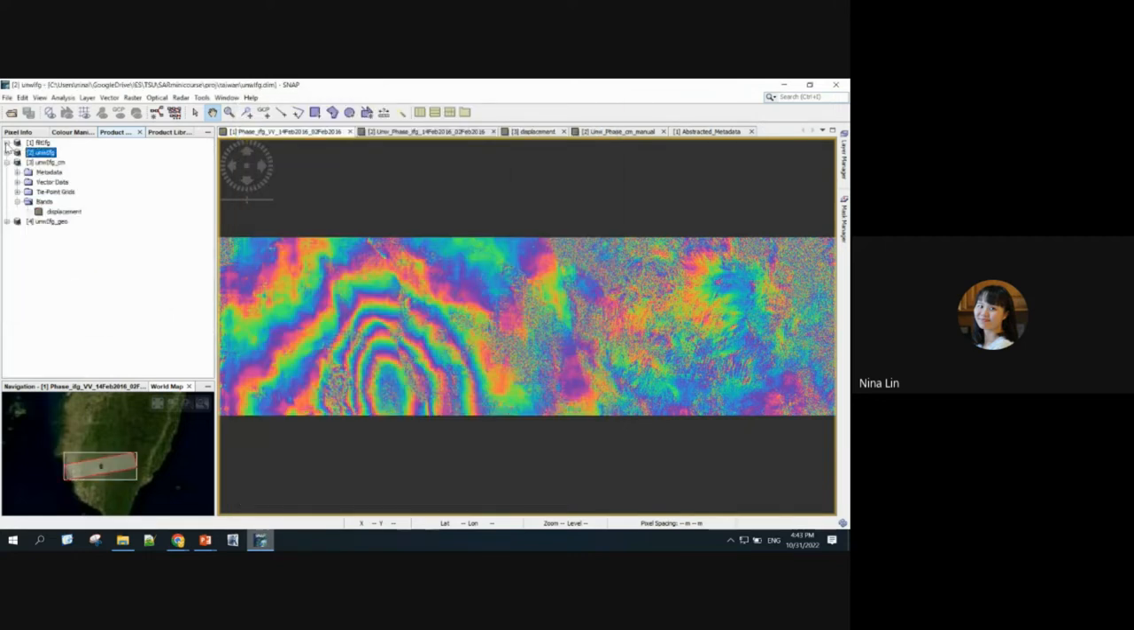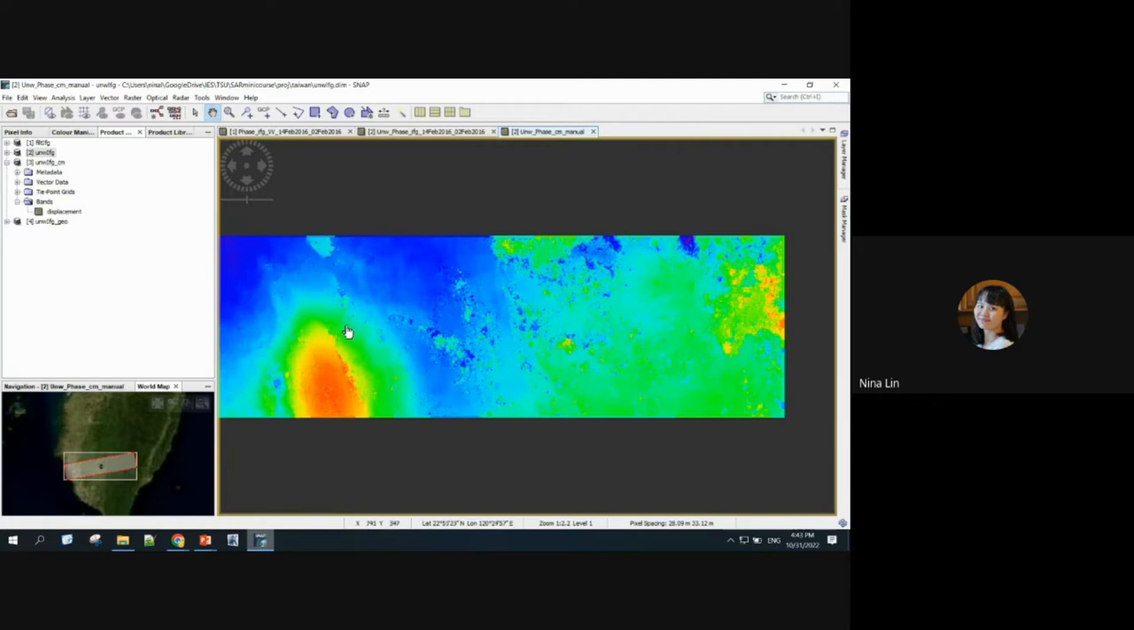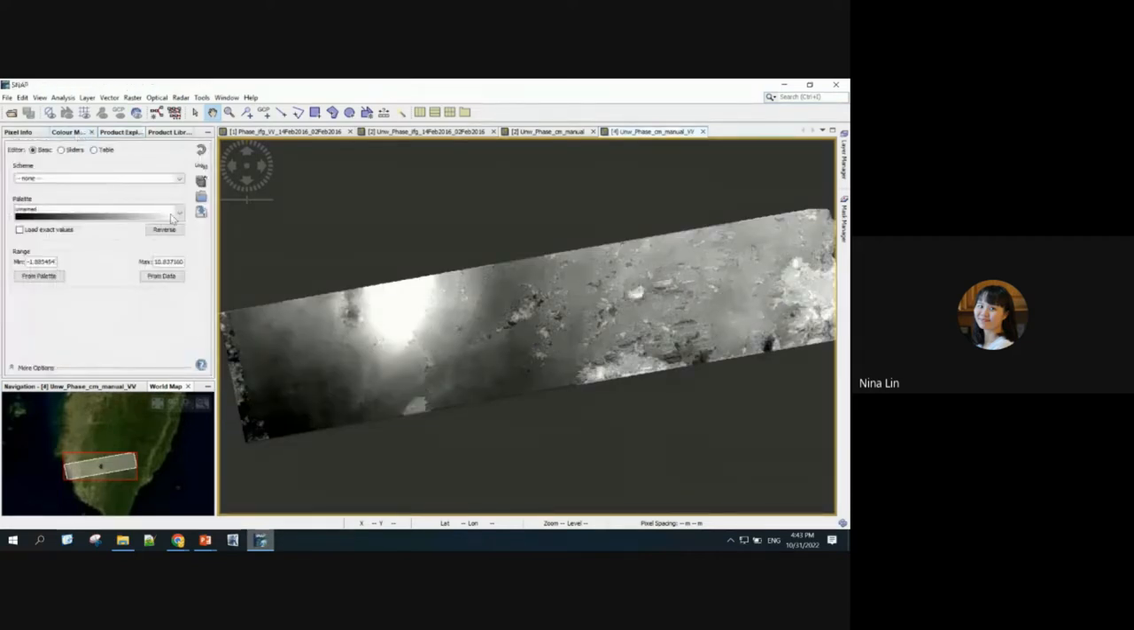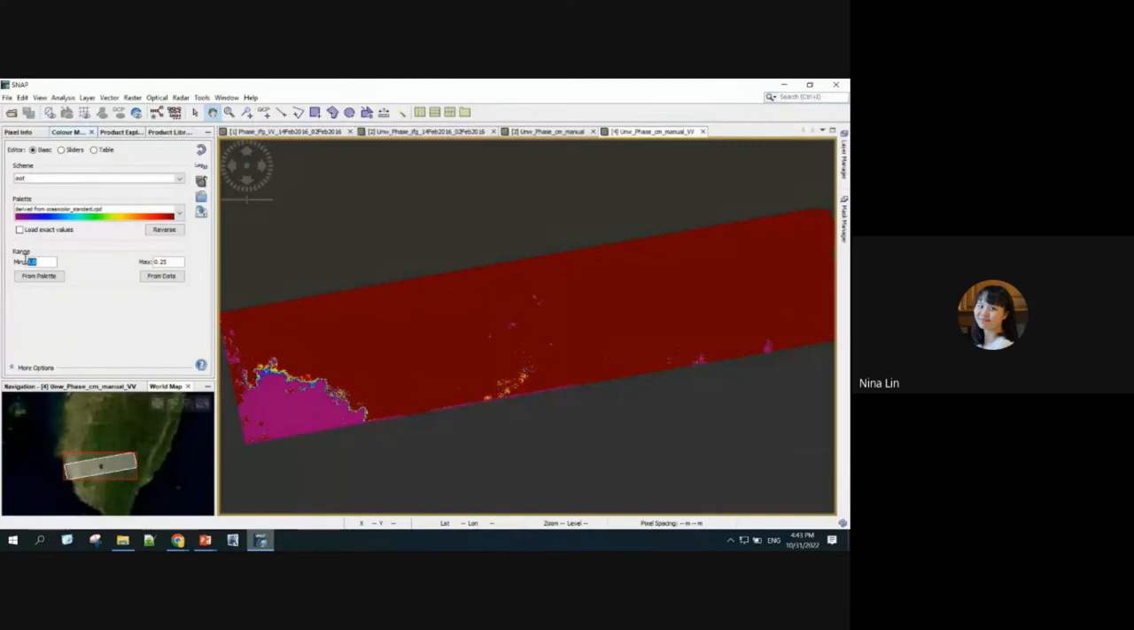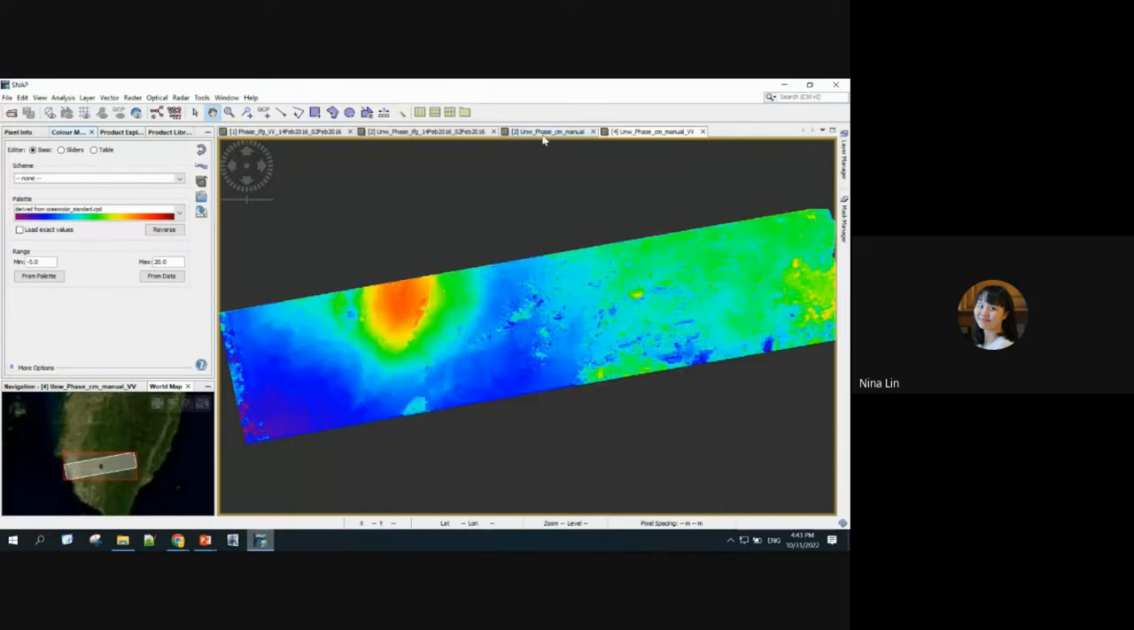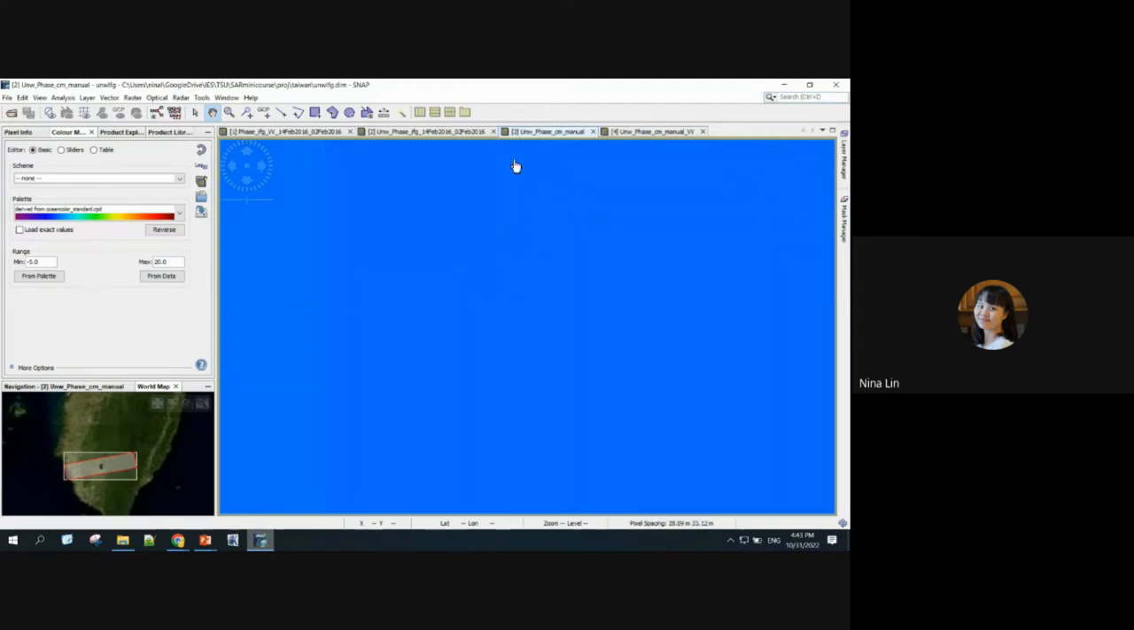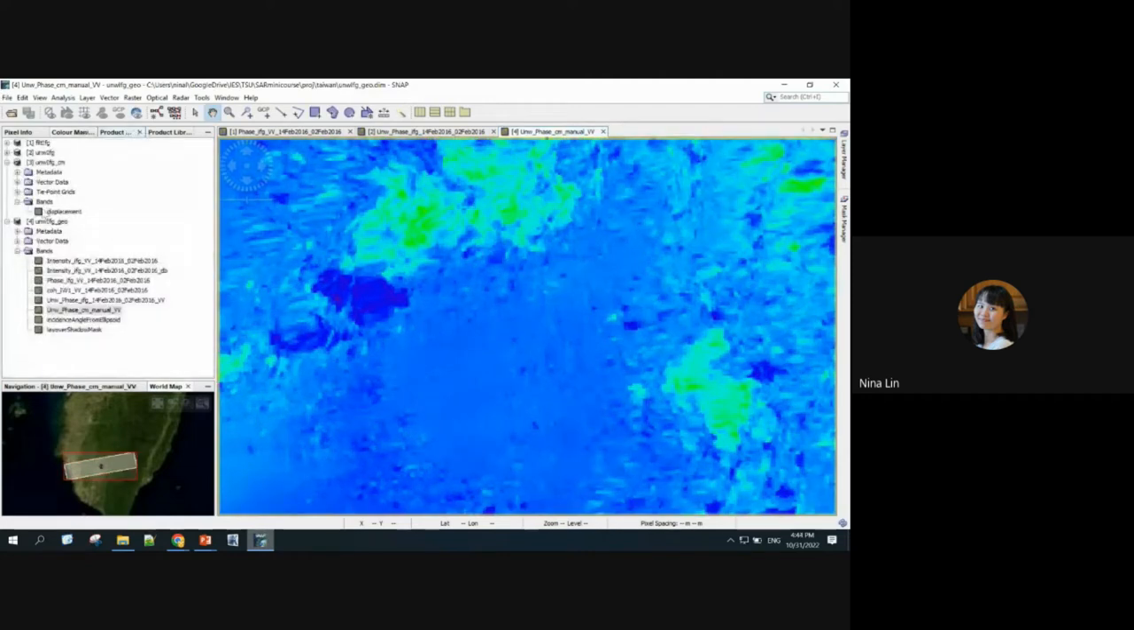Okay, let me close some of those. So remember, this is the one that we manually converted from phase to displacement using the correct sign that I know. And here I'm opening the geocoded one. Then let me change the color, minus 5 to 25, to 20. All right. If I toggle this, oops, let me open again.